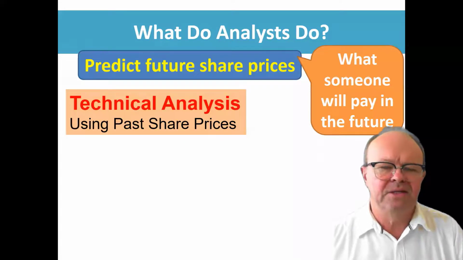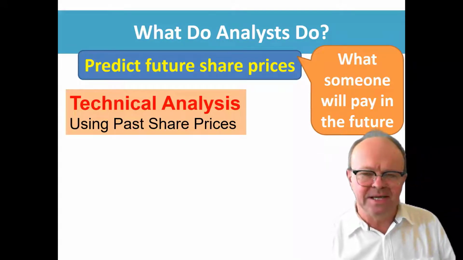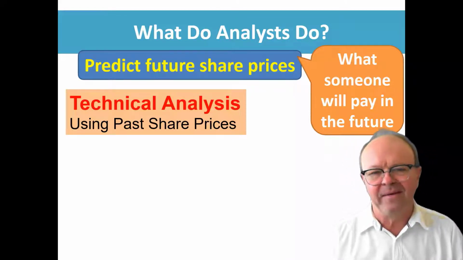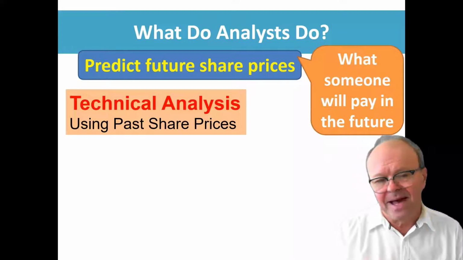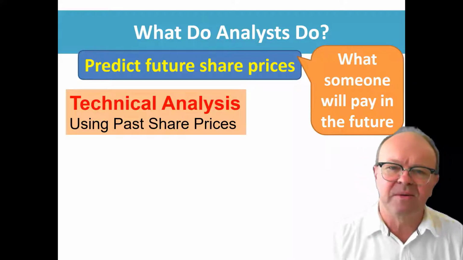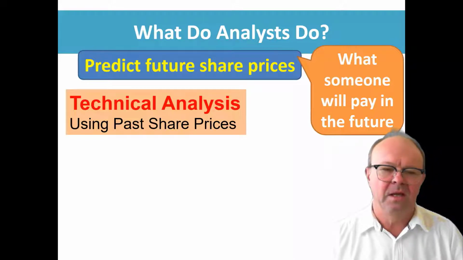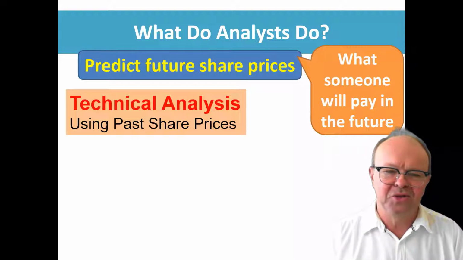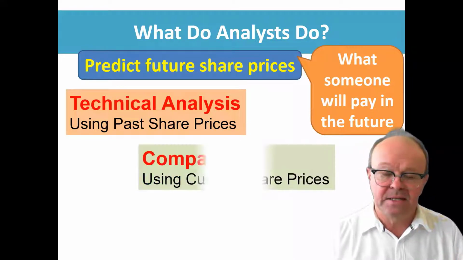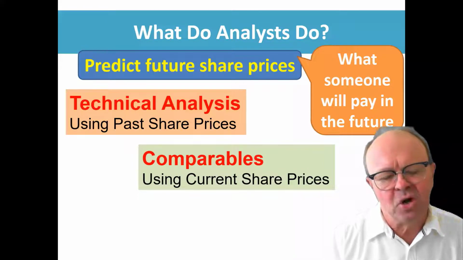One way analysts do that is technical analysis. They look at the past share prices and the patterns of how they've gone up and down, and from that past behavior of the share prices, they make forecasts of what they think the share prices will do in the future. There's no evidence that anyone can do that, but that is one of the common ways of doing it. The second is comparables.